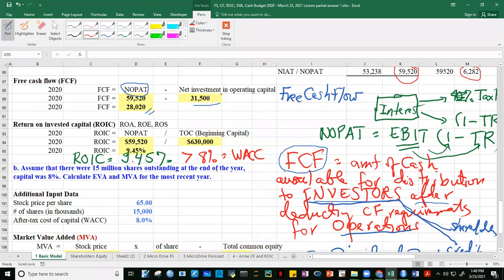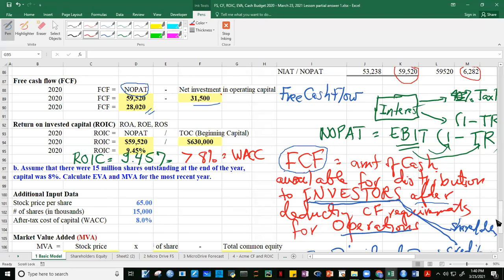So operations is performing well because the return on invested capital is 9.45% and it's greater than the weighted average cost of capital, which is 8%. If you're asked, is the company creating value for the shareholders? The answer is yes. The firm is creating value for the shareholders based on ROIC. At 9.45%, it's greater than 8%.